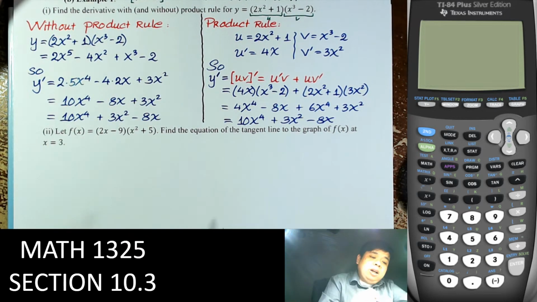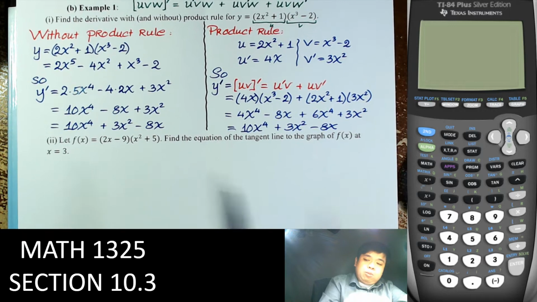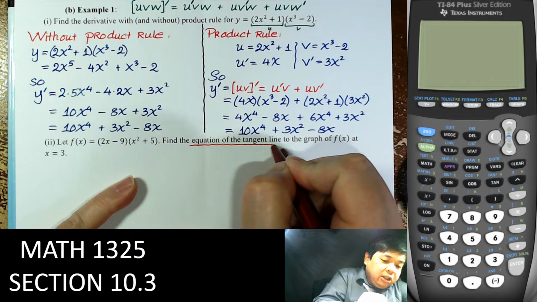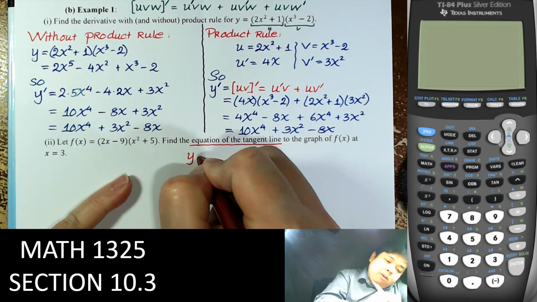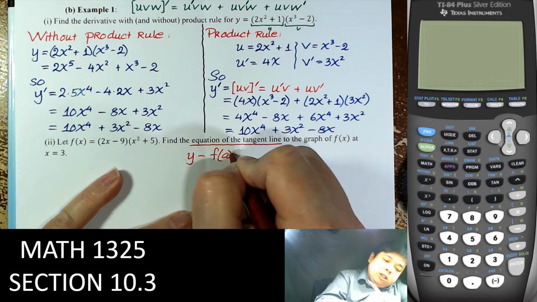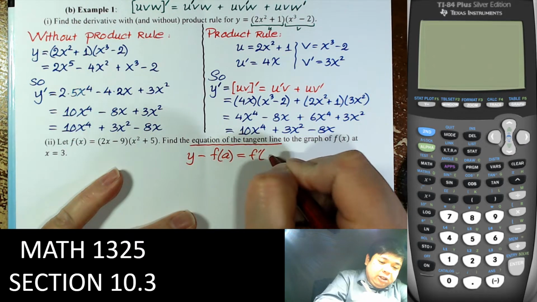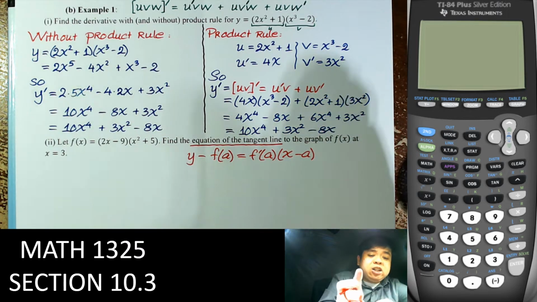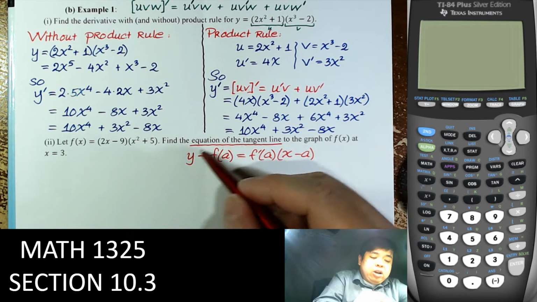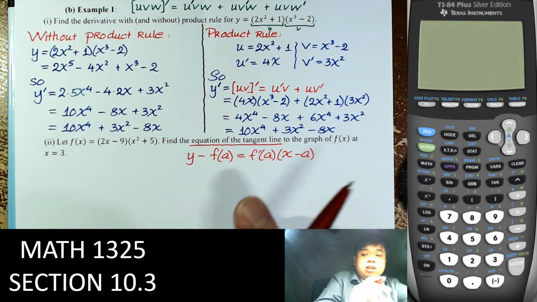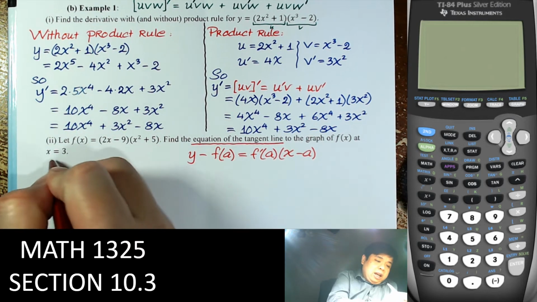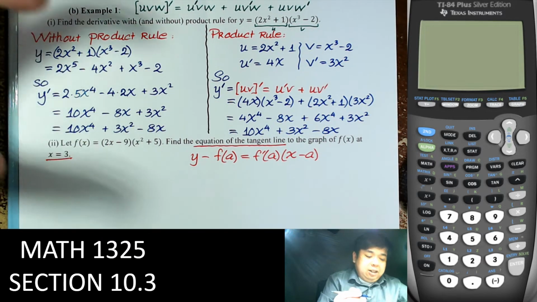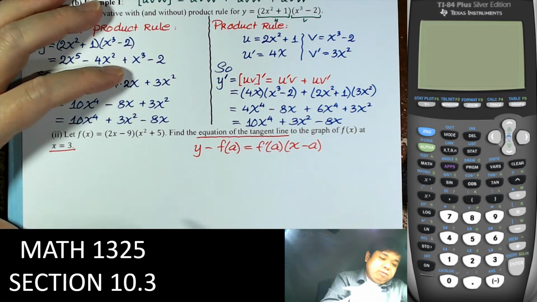We have the function. Find the equation of the tangent line to the graph at the point. So recall the equation of the tangent line: y minus the value of the function equals the derivative times x minus a. So the equation of the tangent line to the graph at a is given by this. In this case a is going to be 3. So we have the function, now we have the derivative, and then we just put it in the formula. That should be easy, right?